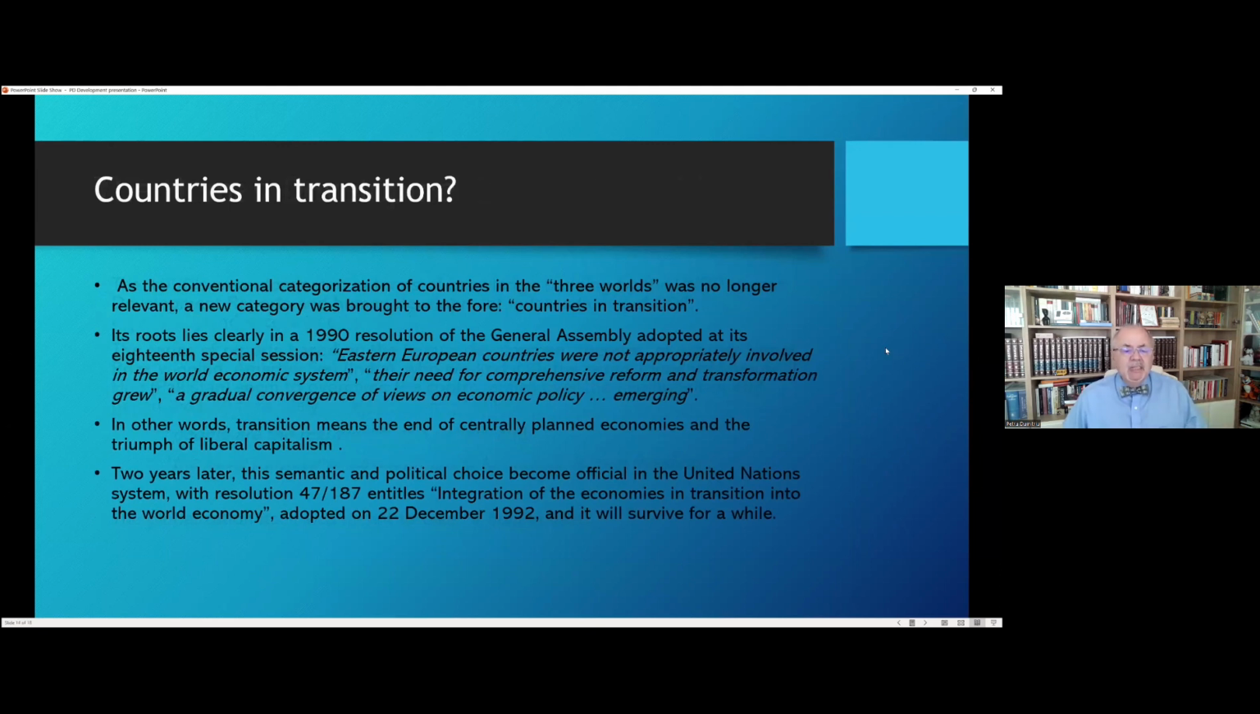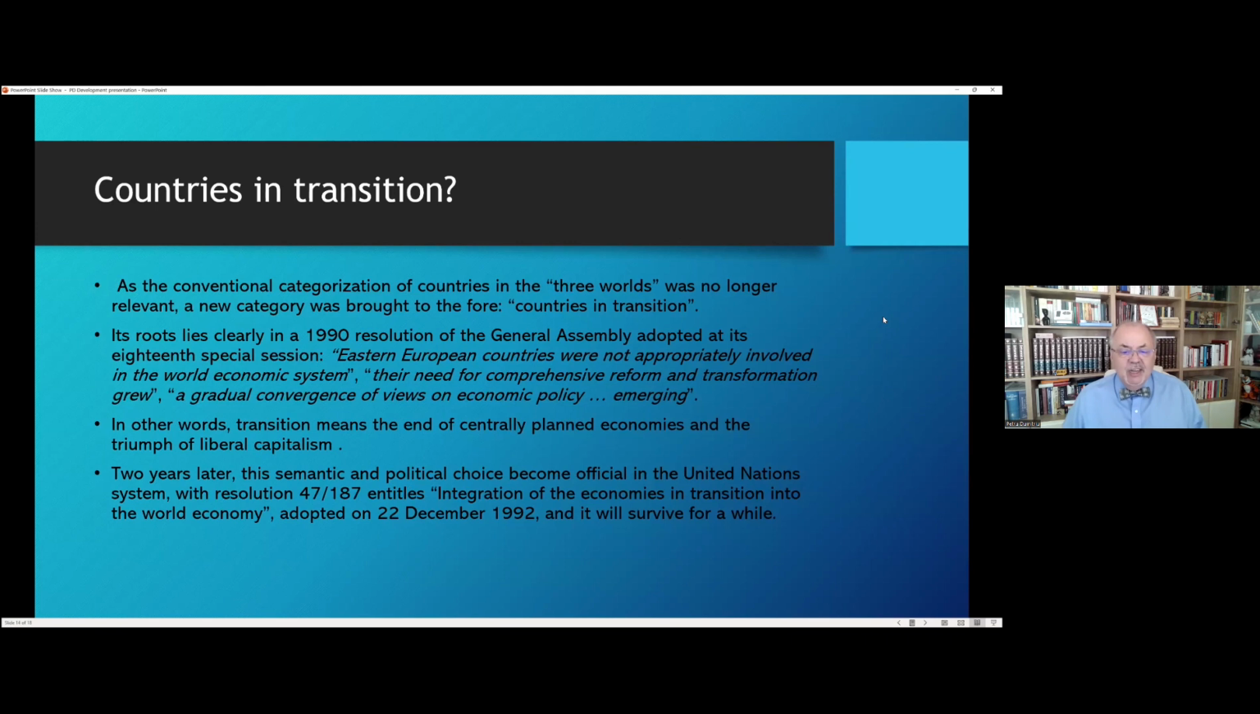Very briefly about countries in transition. On the theoretical level, it appeared that there were three worlds: the first world, the capitalist world, the second world was the socialist world, and the third world was the developing countries. With the end of the Cold War, this categorization lost importance. And for a while, we were faced with a notion of countries in transition.